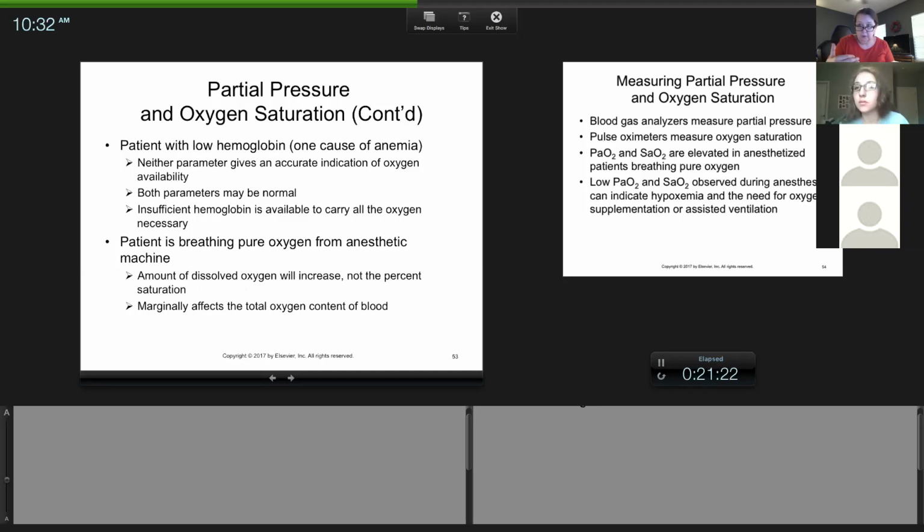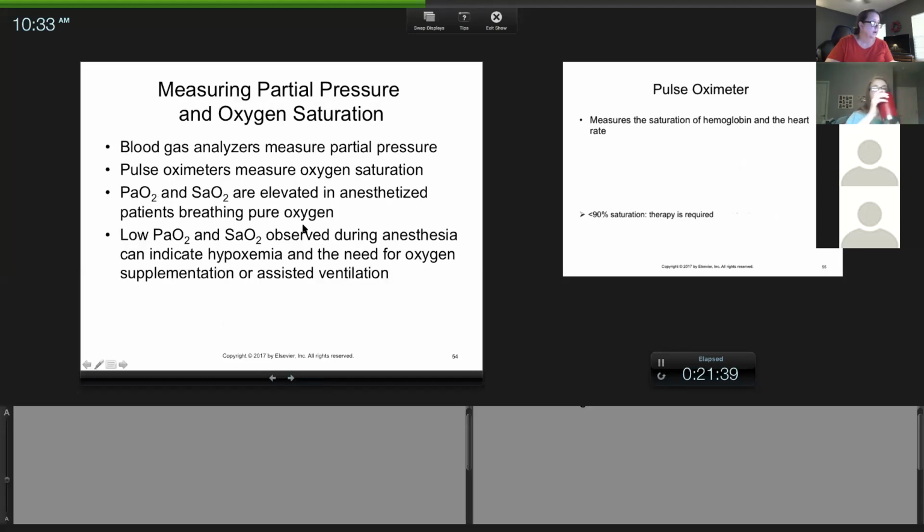It'll help, but we need enough hemoglobin and we need the oxygen to be able to bind to achieve the best oxygenation. So that's why it's saying it marginally affects the total content. It'll help the dissolved stuff. Okay. Now I'm going to tell you what I've just said.